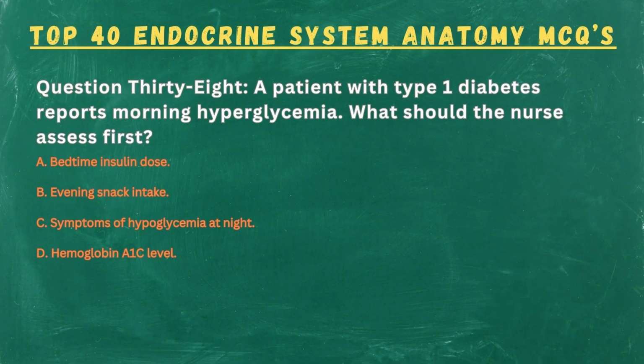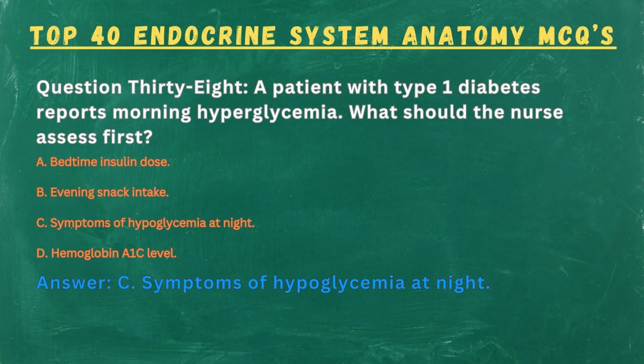Question 38. A patient with type 1 diabetes reports morning hyperglycemia. What should the nurse assess first? A. Bedtime insulin dose. B. Evening snack intake. C. Symptoms of hypoglycemia at night. D. Hemoglobin A1C level. Answer: C. Symptoms of hypoglycemia at night.